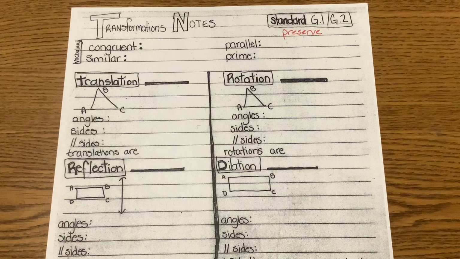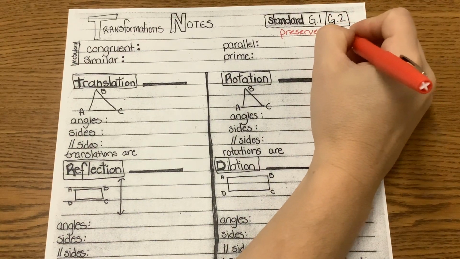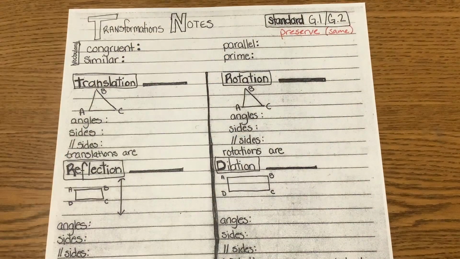Preserve is another way, some people like to think of it as the term equal. Preserve means that it stays the same. Nothing changes. So what I would do is I would put in parentheses next to it the word same. It's just another way to say that it keeps it the same.